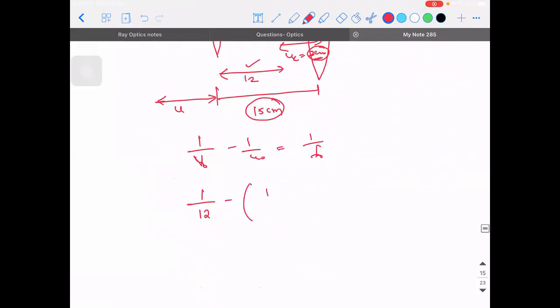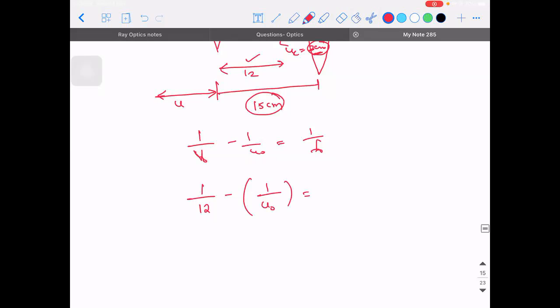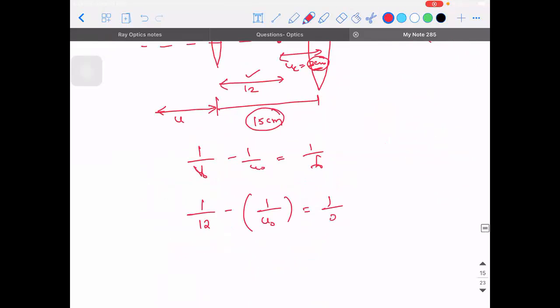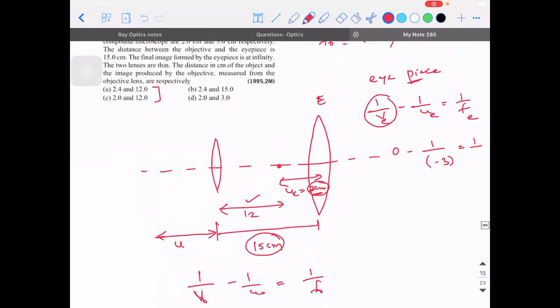1/12 minus 1 by u naught வந்து நமக்கு தெரியாது, so you should not use sign convention, is equal to 1 by f naught. Focal length of a convex lens is positive, so 1/2 னு எடுத்துட்டா அப்ப 1 by u naught will be equal to 1/12 minus half. இது வந்து 6 னு எடுத்துக்கிறேன், இது 6/12 அப்படினா minus 5/12. So u naught is minus 2.4 cm. இருக்கட ஆப்ஷன் 2.4 and 12.